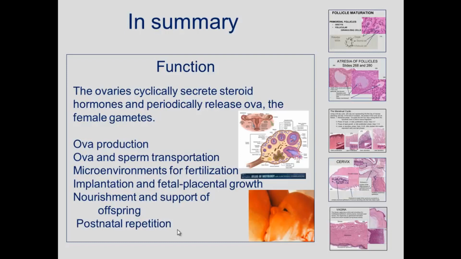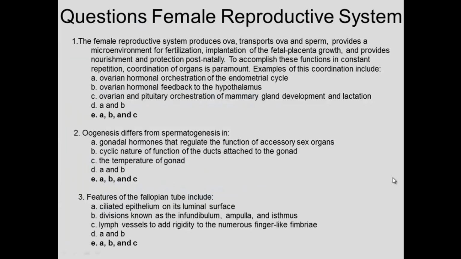And the cycle is the cycle of the hormones that are being produced. And then if she doesn't get pregnant, or even if she does get pregnant, postnatally, repetition, do it again, cycle again, so that they can have more kids. So you've got follicular development, gonadotropins, the menstrual cycle, as well as the different components of the cervix and the vagina to facilitate transport.